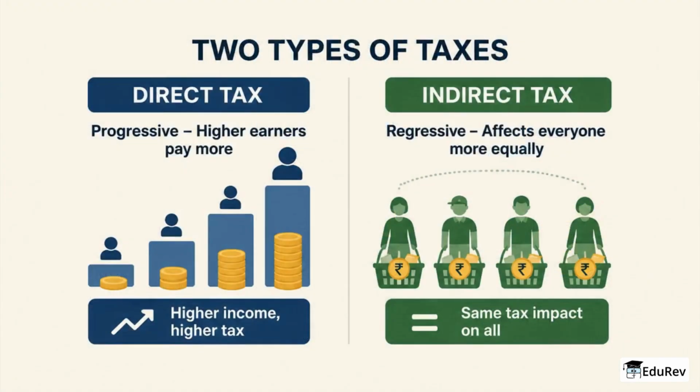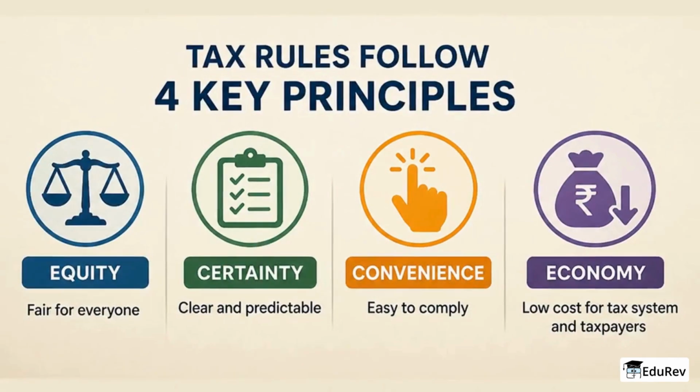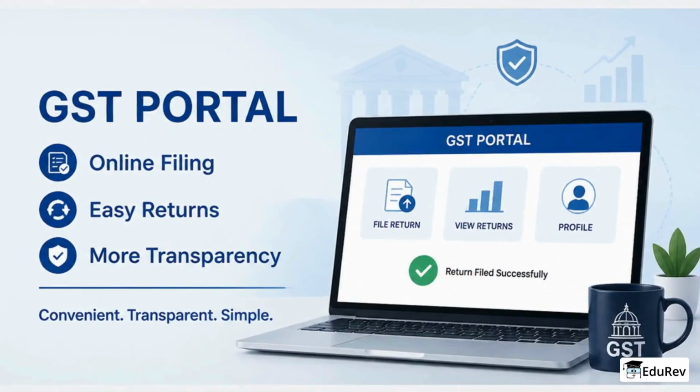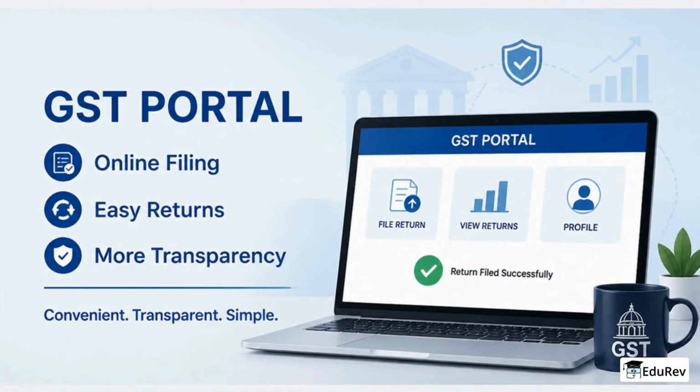Key point: direct taxes are mostly progressive, so higher earners pay proportionally more, while indirect taxes are regressive and affect consumers more equally. Tax rules follow principles like equity, certainty, convenience, and economy, which aim to make taxation fair, predictable, easy, and cost-effective overall. Modern principles add neutrality, transparency, and simplicity. For example, the GST portal improves convenience and transparency for taxpayers with online filing and returns.